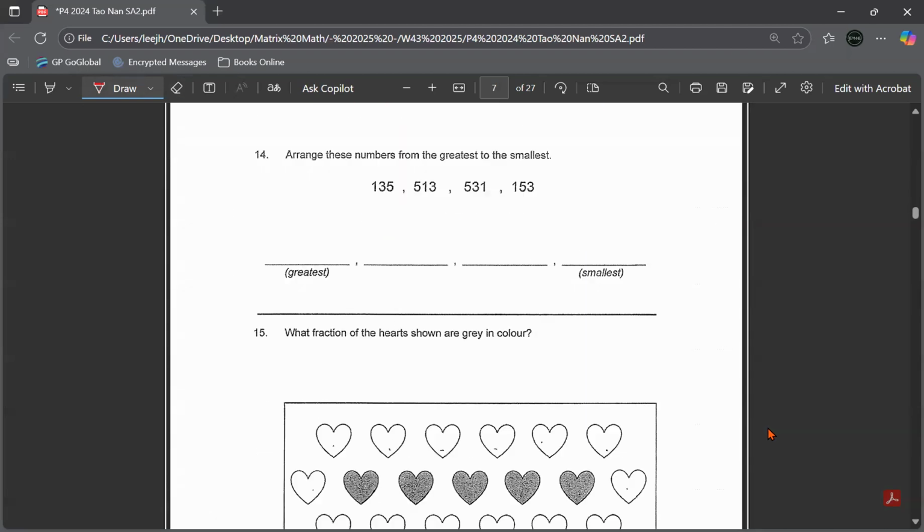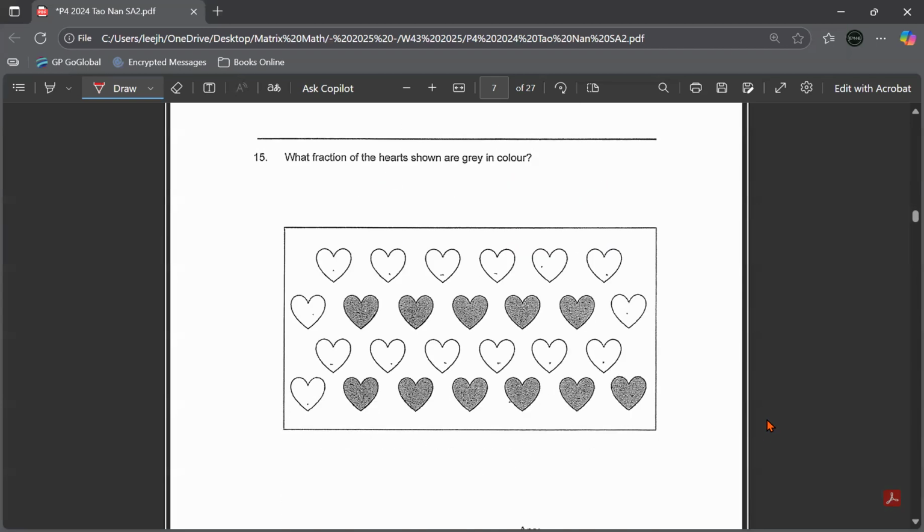Question number 14. Arrange these numbers from the greatest to the smallest. You must observe carefully. Sometimes the numbers can be very, very close to one another. So the greatest will actually be 531, followed by 513, followed by 153, and the last one is 135.